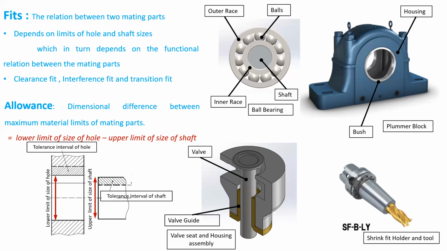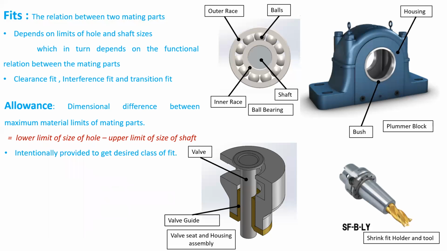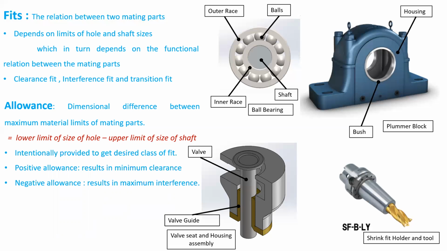upper limit of size of shaft, it will result in a clearance fit and the allowance will be positive. Similarly, if the lower limit of size of hole is less than the upper limit of size of shaft, the allowance will be negative. So the allowance is intentionally provided to get desired class of fit. Positive allowance will result in minimum clearance, whereas the negative allowance results in maximum interference.